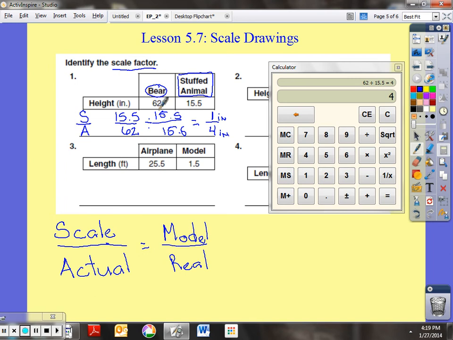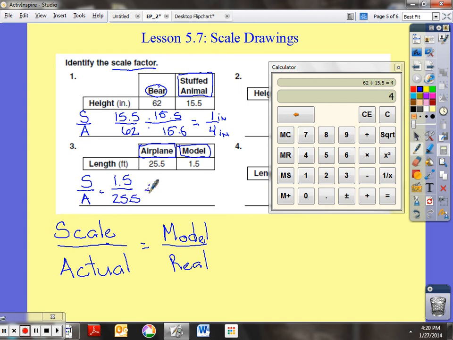Let's look at the airplane and the model. This is pretty easy to see which one is the model and which one is the actual. So I take a look. I'm going to do my scale, or my model, to my actual. I'm going to go 1 5/10 is my scale, or my model, over 25 and a half.